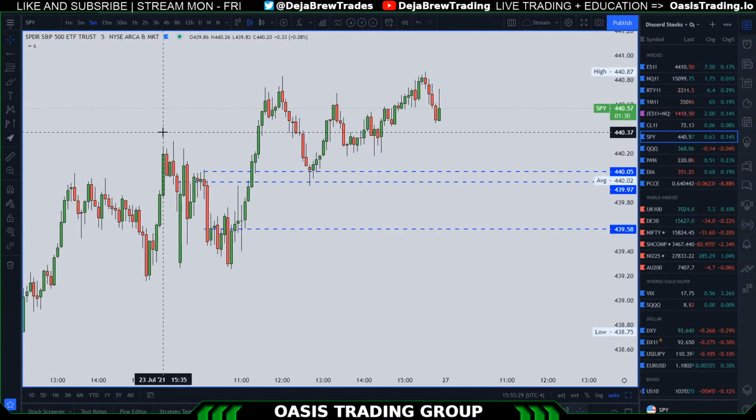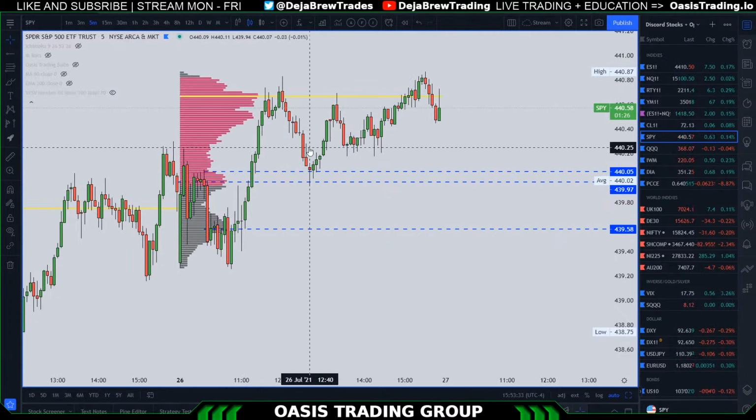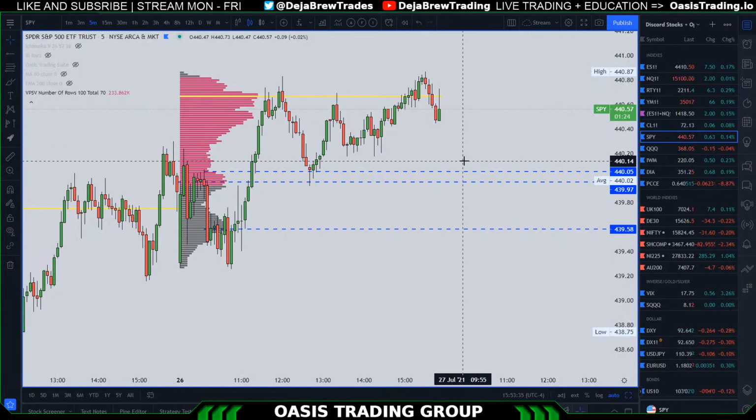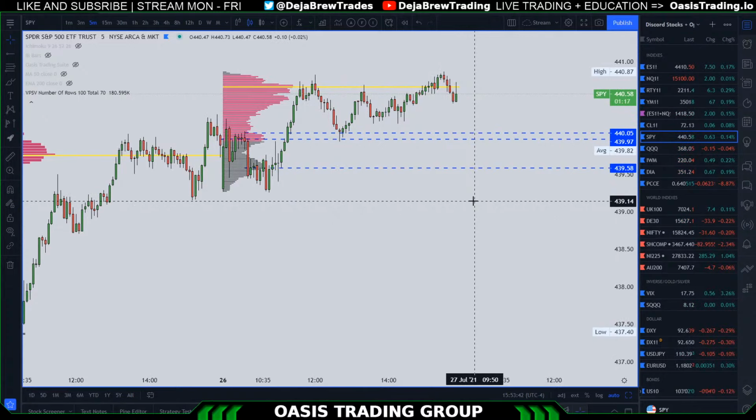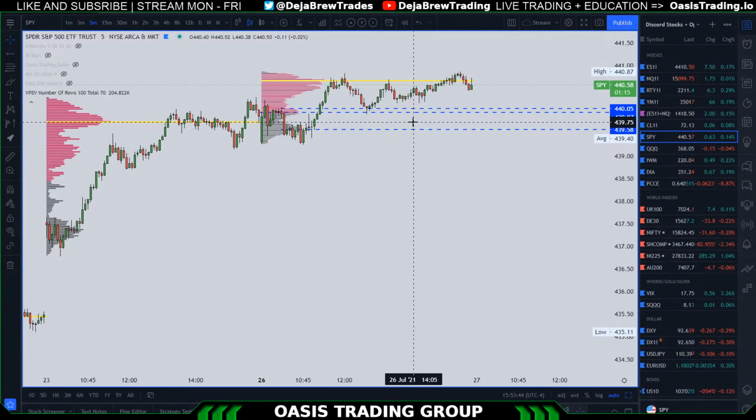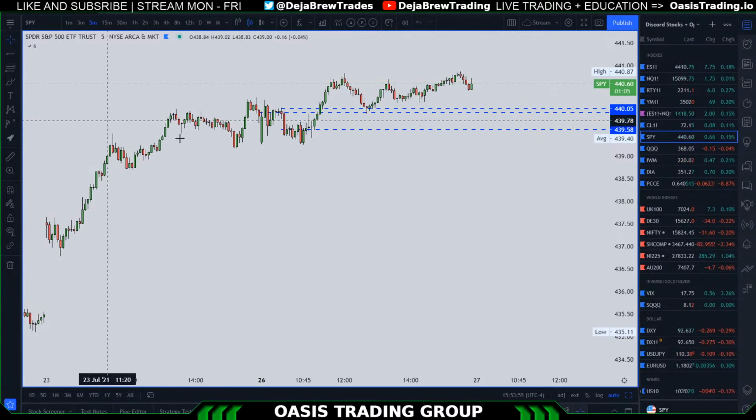What I will say, based on the initial balance, SPY is bullish. Based on the volume profile, SPY is also bullish. As long as SPY doesn't lose 440, you should be going higher tomorrow. Below 440, you have a little bit of support at 439.75, 439.60. Below 439.60, then you're bearish. That's all I can tell you.